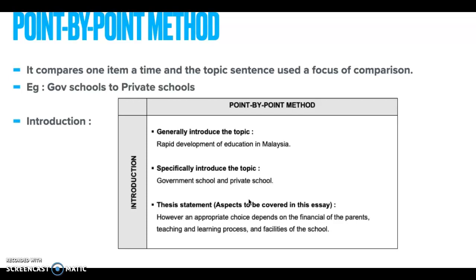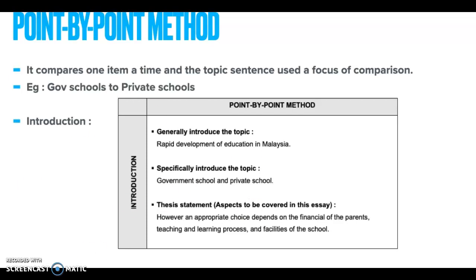Alright, okay, so the difference between point by point and block method is that in point by point you are talking about one item at a time, and the topic sentence is usually the focus of the comparison. So you will talk about the ideas that you want to explain in each particular paragraph. In each particular paragraph you will talk about the points.